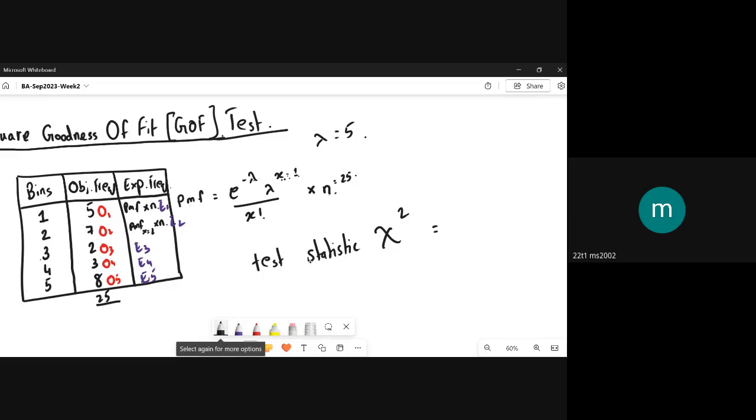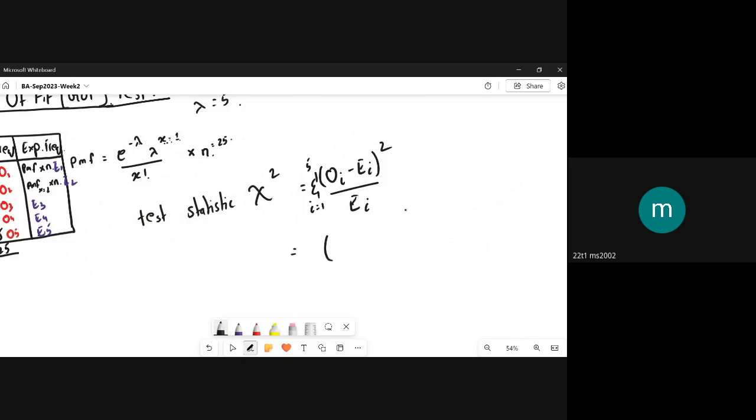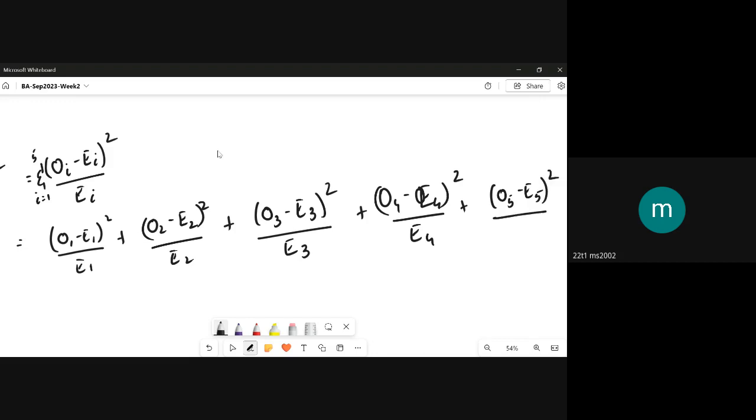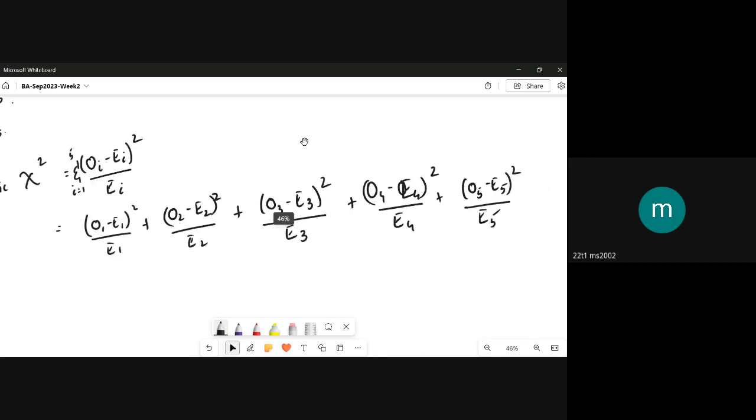Then my chi-squared test statistic is nothing but the summation over i equal to 1 to 5 of (Oi minus Ei) the whole squared, by Ei. So that is going to be my chi-squared test statistic. How does that look? It's going to be (O1 minus E1) the whole squared by E1, plus (O2 minus E2) the whole squared by E2, plus (O3 minus E3) the whole squared by E3, plus (O4 minus E4) the whole squared by E4, plus (O5 minus E5) the whole squared by E5. So that is going to be my chi-squared value.